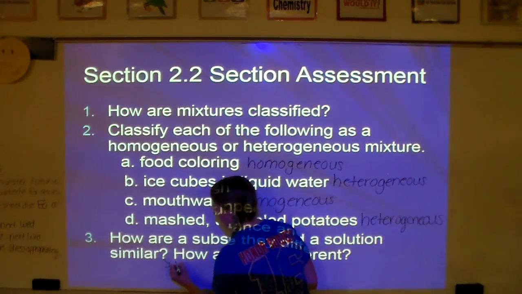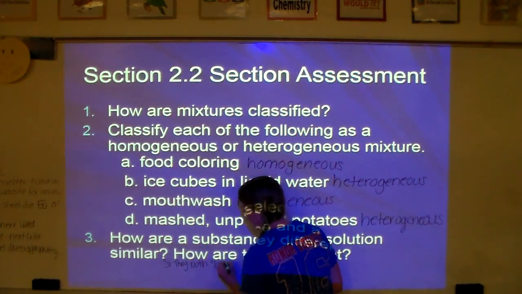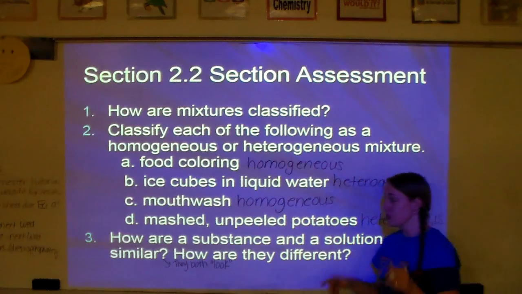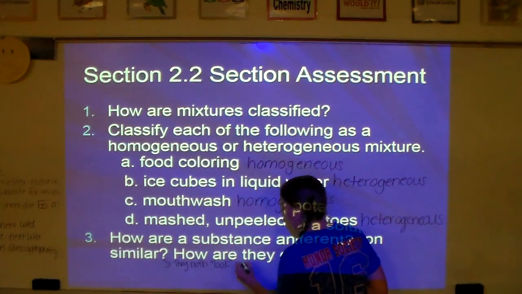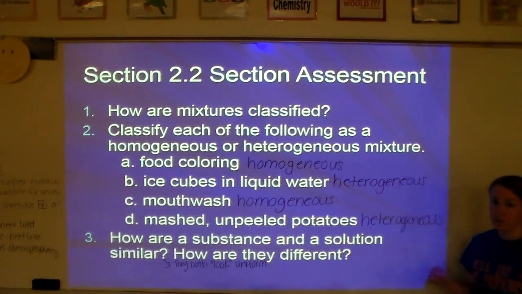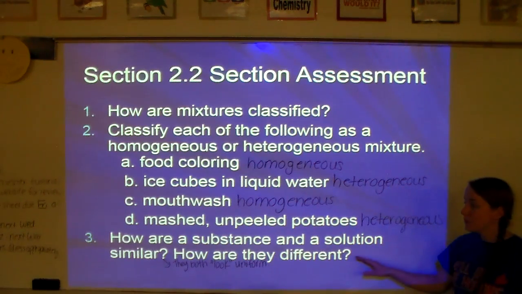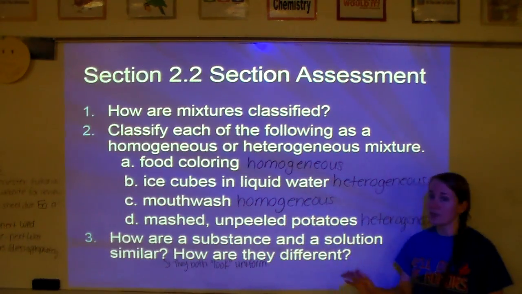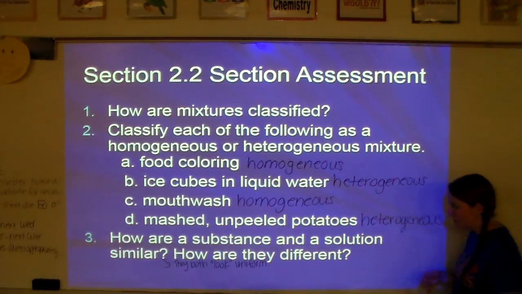Okay, so they both look, I'm going to put that in quotations so you remember that a solution's not really the same throughout. They both look uniform or the same throughout. How are they different? That's a good question to follow up on. A substance really is uniform. A solution just appears to be.